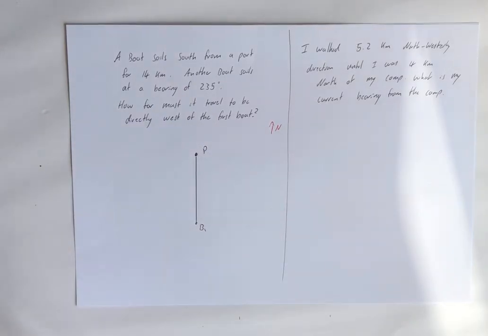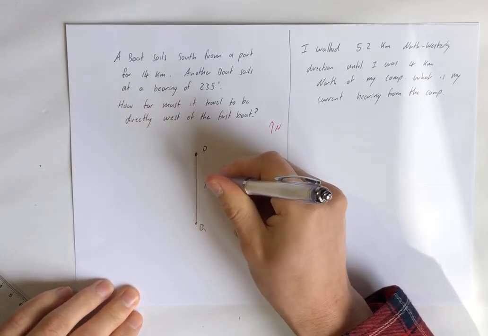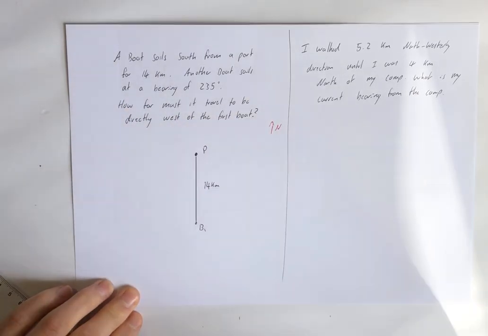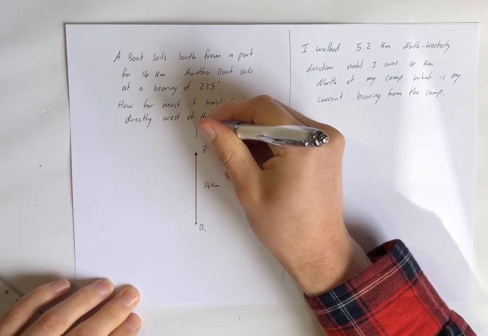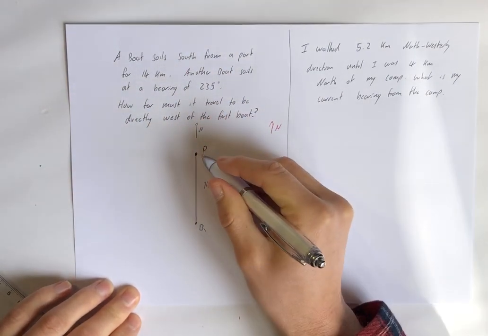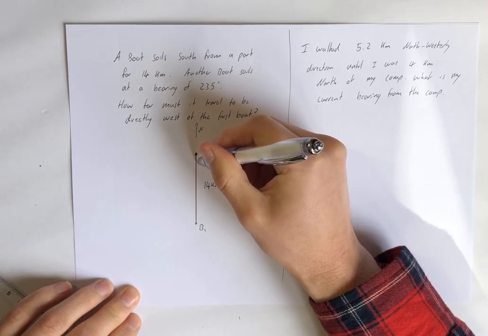B1, boat 1. It sailed directly south, how far? 14 kilometers. Now another boat sails at a bearing of 235. So if that's north, they both leave the port at a bearing of 235. Well, 180 is what the first boat's done.